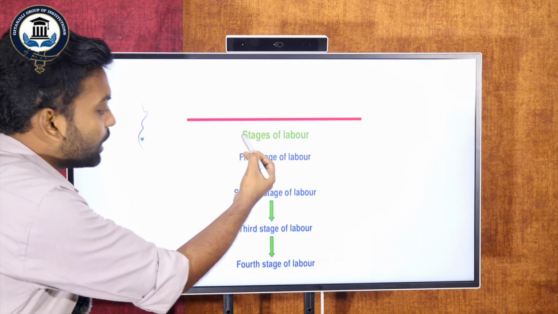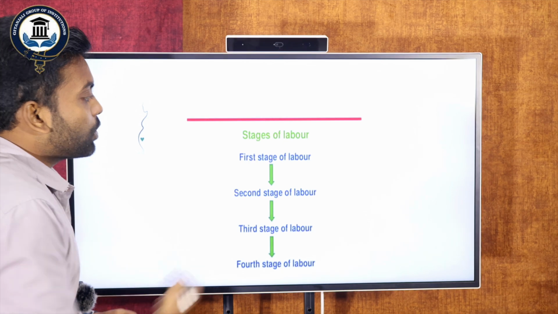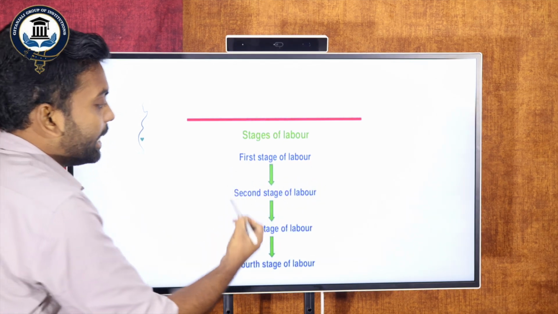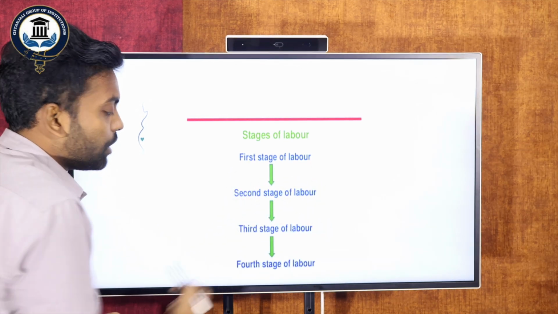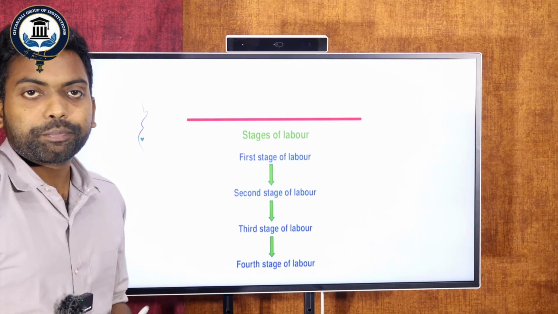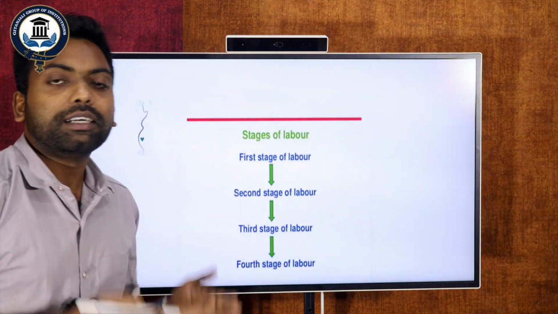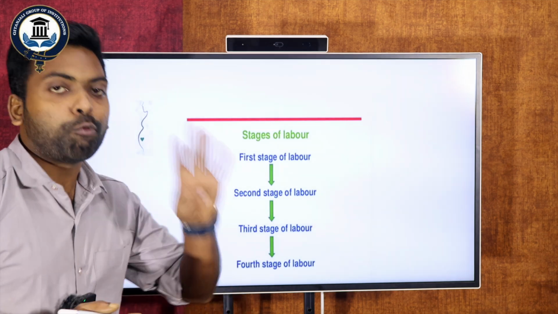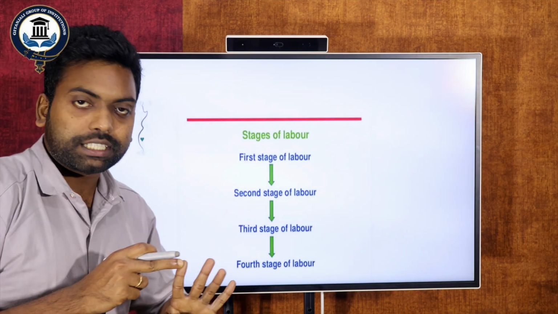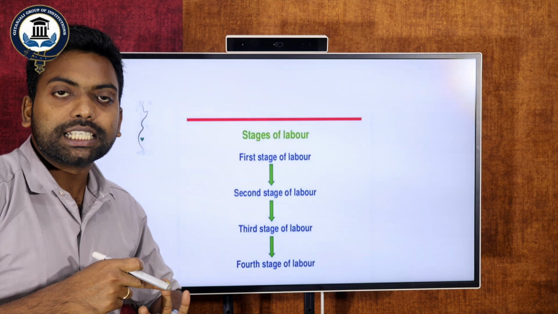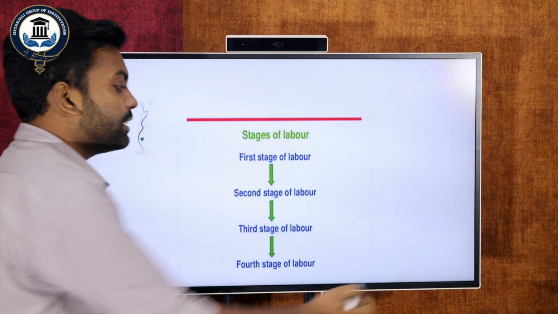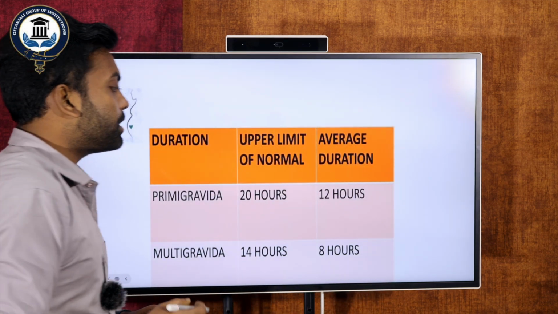Let us see, what are the main stages of labor? So here the first stage of labor, second stage of labor, third stage of labor and fourth stage of labor. My dear students, labor is categorized into four stages: first stage, second stage, third stage, fourth stage. Let us see each and every stage.